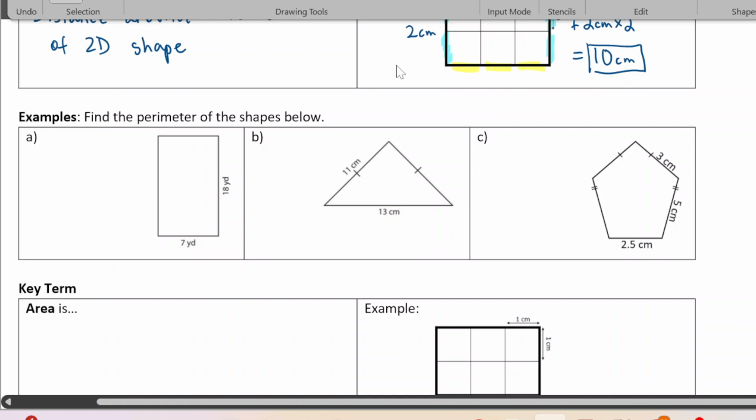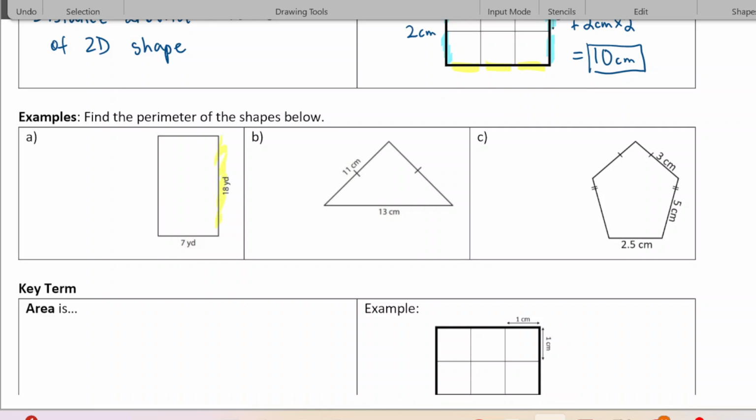So here again, this one, we have a rectangle. So that means the opposite sides are the same. I'm just going to highlight them so we can see that. So when I'm calculating this perimeter, I'm going to go 18 yards times 2 plus 7 yards times 2. 18 comes from that yellow side, 7 comes from the blue side. So 18 times 2 is 36, and 36 plus 14 is 50. So the perimeter, the distance around the outside of that shape would be 50 yards.